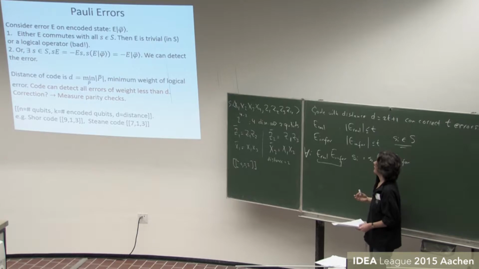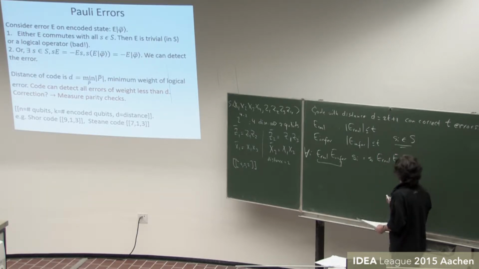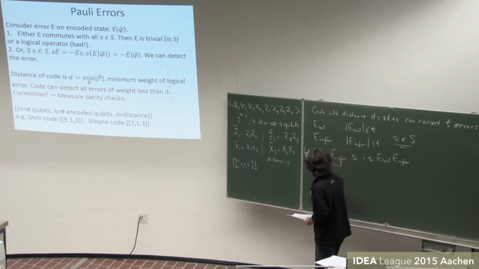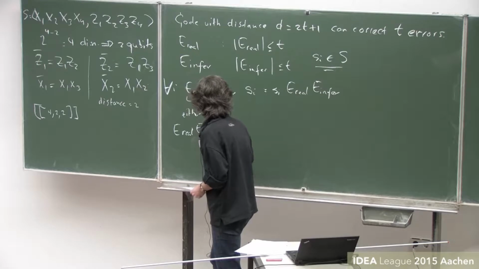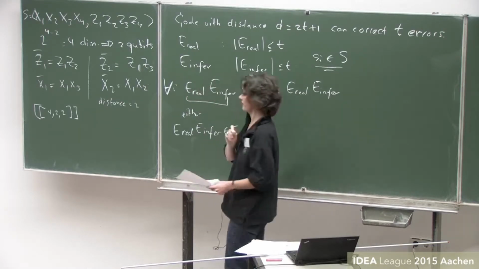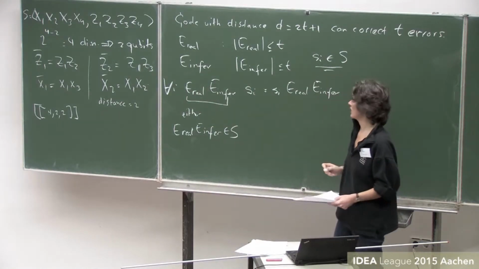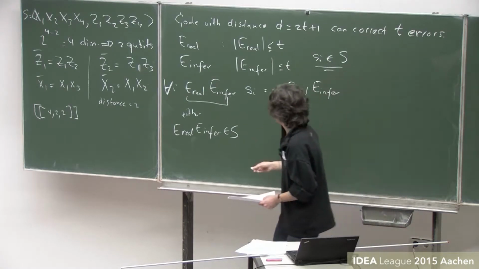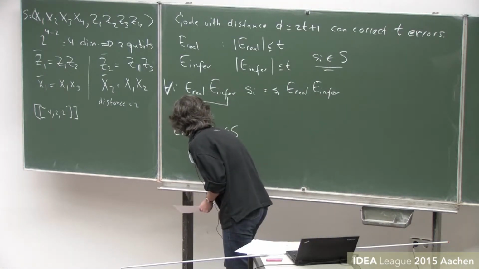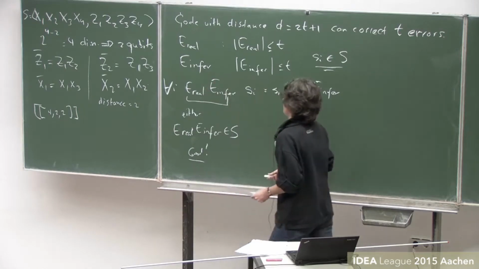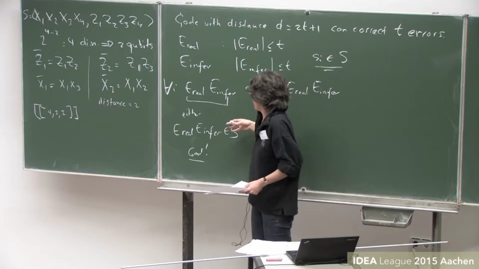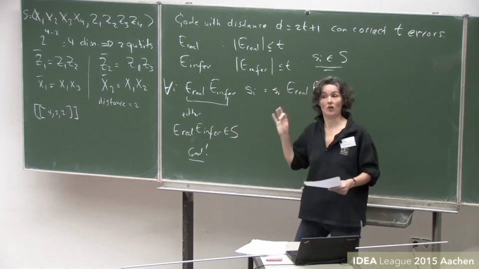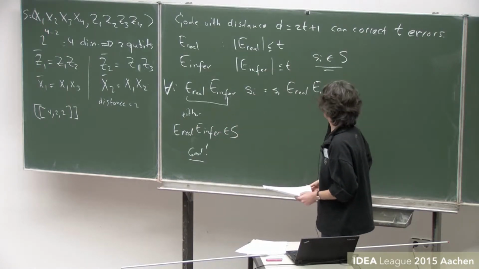So what can it be? Then it's an element. So either E real times E infer is in S. It acts trivially on a code word. So this is good. What it means is that if E real happens, then I do E infer, then overall I just do something trivial, so I'm good, I've corrected my error.